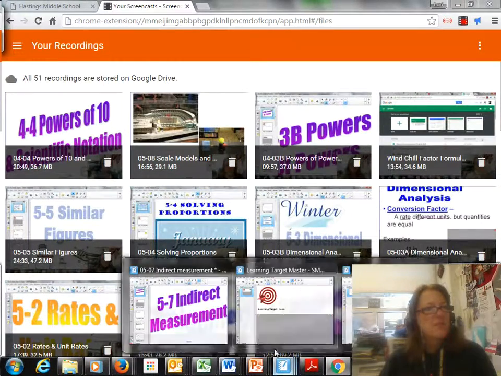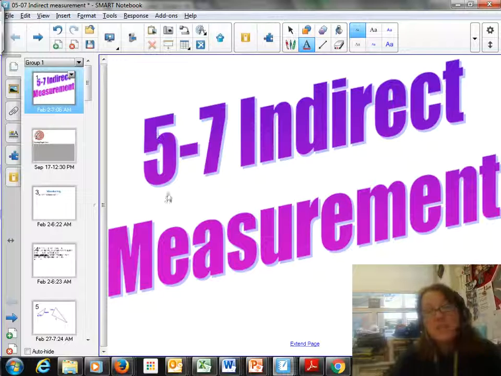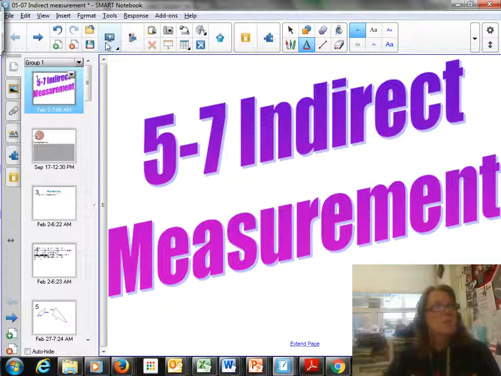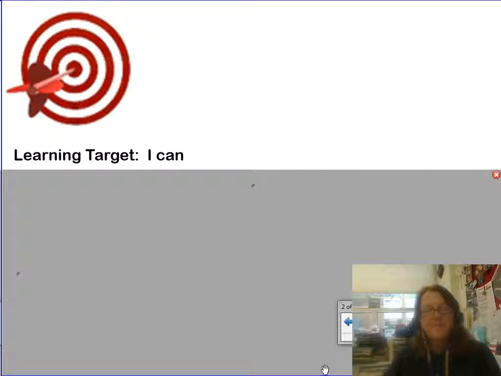Alrighty, here we go. We are cruising along. We're proportions masters now, and what we're going to do is apply proportions into some more realistic situations, and today's going to be indirect measurement. So at the top of your notes, make sure you've got Chapter 5, Section 7, Indirect Measurement, and we'll zoom along to today's learning target.